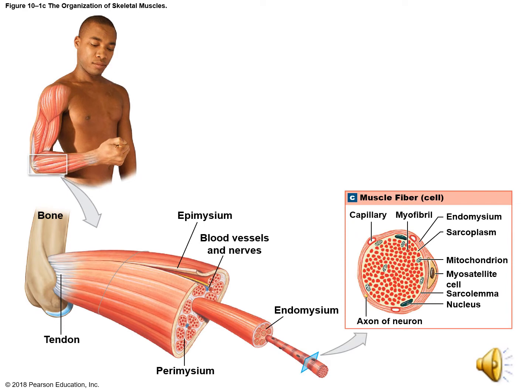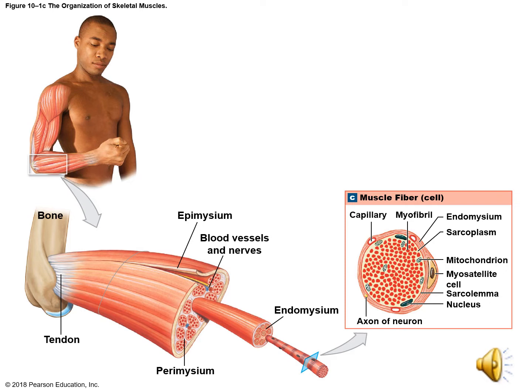We're now looking at the 3rd layer of connective tissue. This is the innermost, called the endomysium, and this will surround the individual skeletal muscle fibers. And it will also connect other adjacent muscle fibers. Endo means inside, mys means muscle.